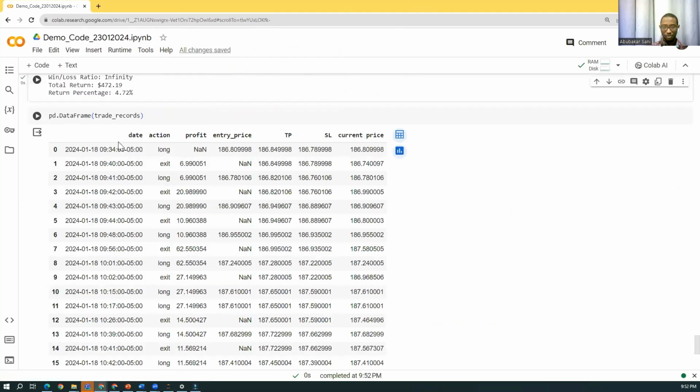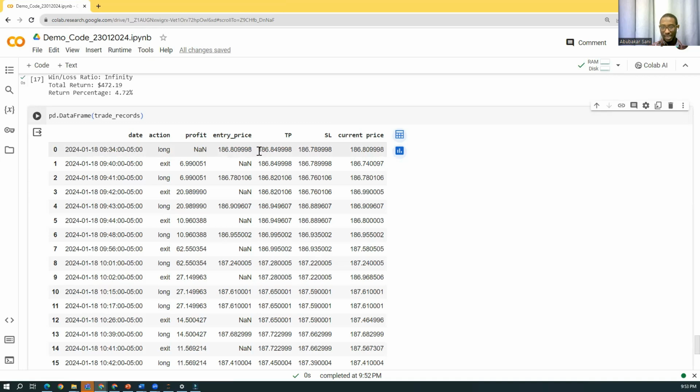Okay, look at the summary. I generated these trade records so that I can see what happened. You can see at 9:34 there was some good news about Tesla. So what did I do? I went long because I just entered. I didn't make any money yet, I just entered the trade, right? I didn't sell. And the entry price at that point was 186.80.